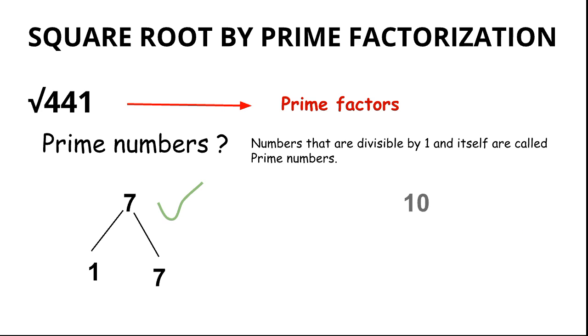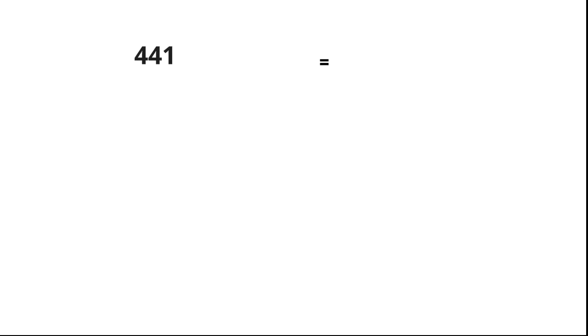Whereas 10, it has 1, 2, 5 and 10. Other than 1 and 10, it is having 2 and 5 also as the factors. So 10 is not a prime number. Now let us find out the square root of 441. To find out the square root of 441, we draw two lines like this. By prime factorization method, to find the square root of any number by prime factorization method, we draw two lines like this. 441 is divisible by 3 as 3 is a prime number.